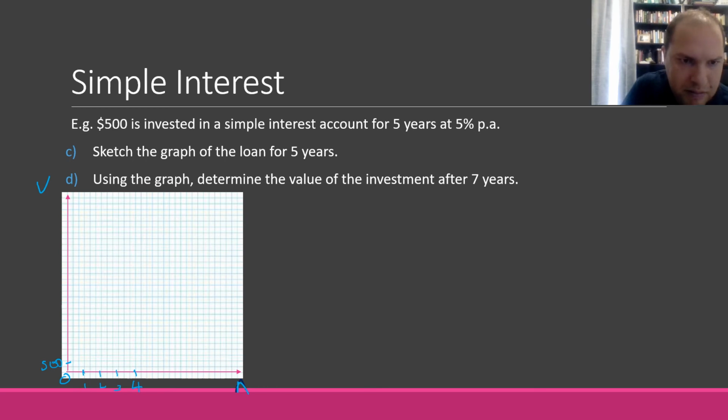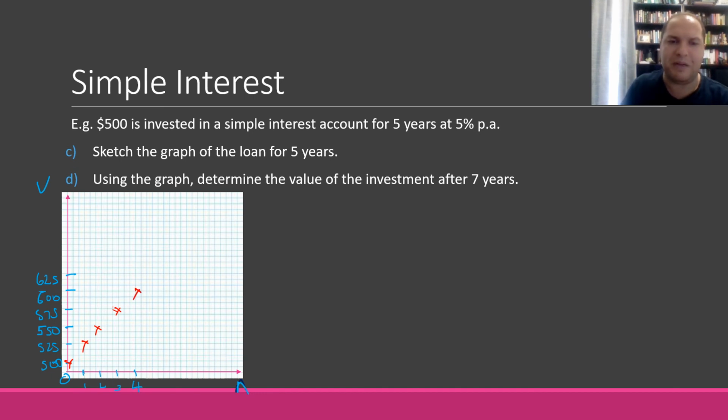And then $525, $550, $575, $600, $625. And then we can just plot our points. So after 0 years, we had $500. After 1 year was $525. 2 years was $550. 3 years was $575. Also, 4 years is $600, up here.